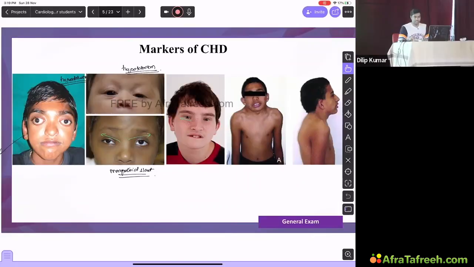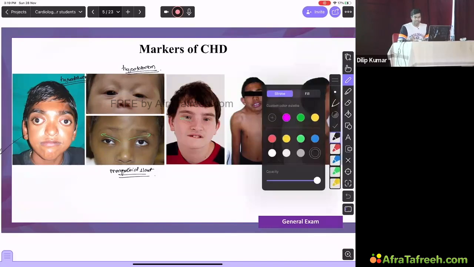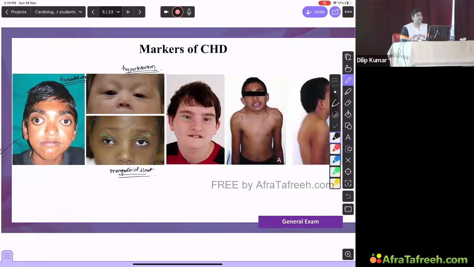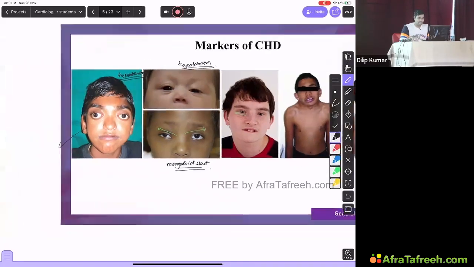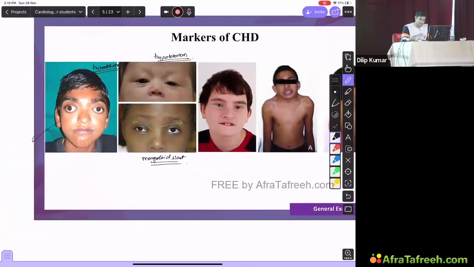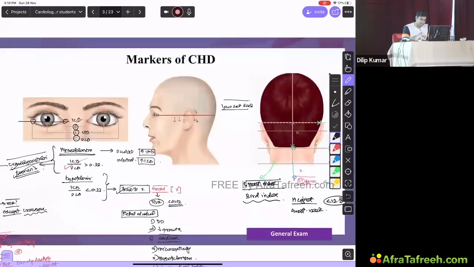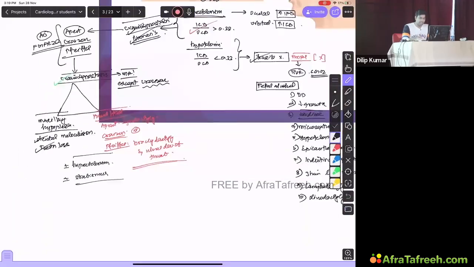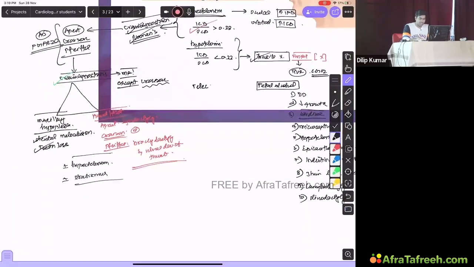Only one thing, the definition of something called telecanthus is what I forgot. So we have discussed hypertelorism. We have discussed hypotelorism. But there is another thing called telecanthus. I don't know where that is. So the definition we discussed. Yeah, it's here. Only one more definition is there, that is telecanthus.